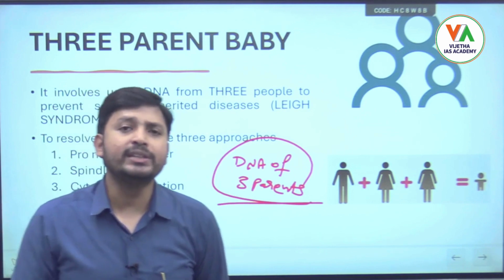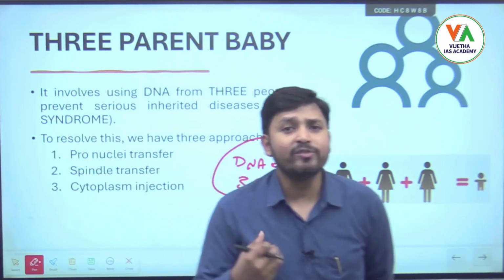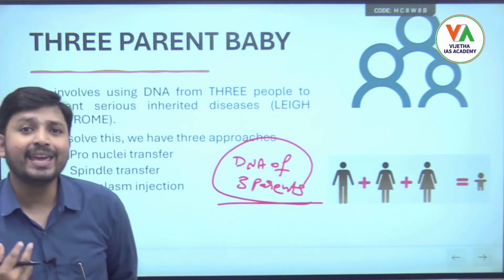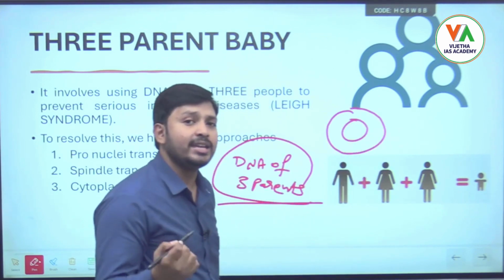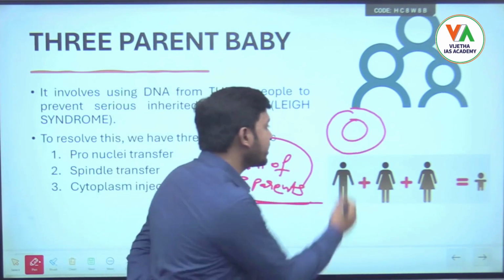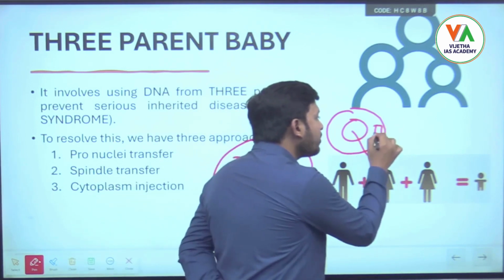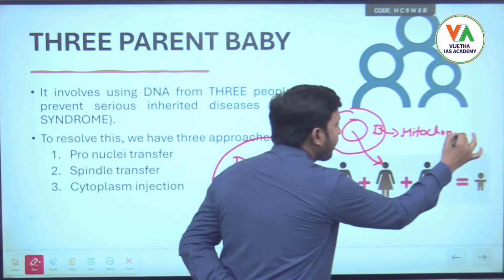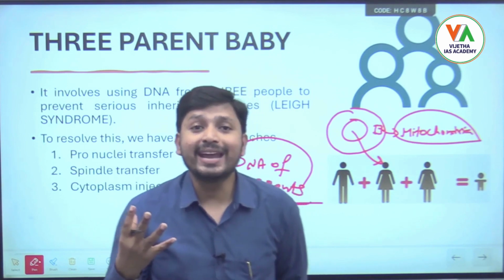But before knowing that, we have to know why we are going for three parents. For that we have to know that the DNA in a human cell is located in two positions. One is within the nucleus, and DNA will also be there in the mitochondria. But where is this mitochondria located? In the cytoplasm of the cell.